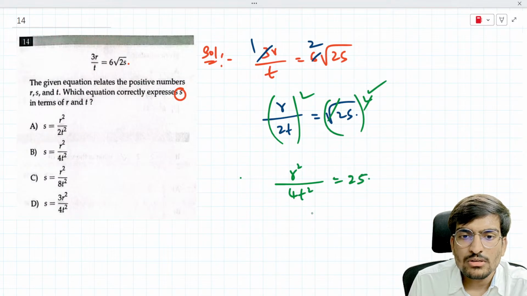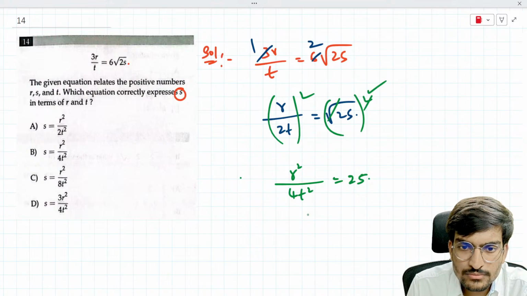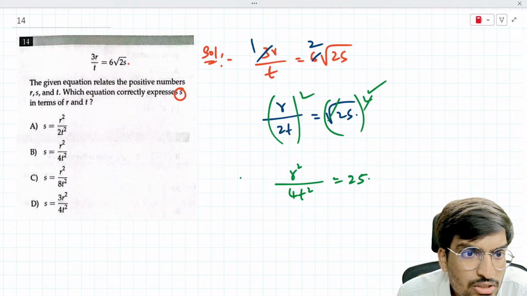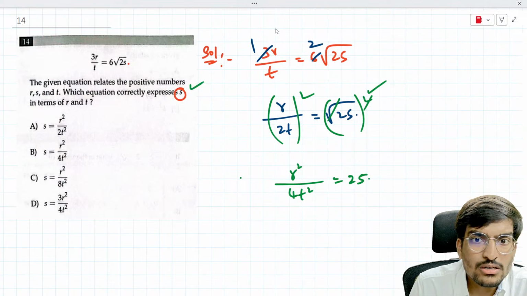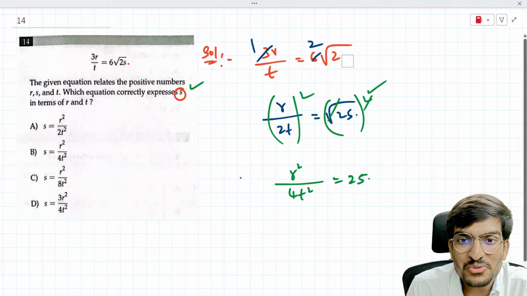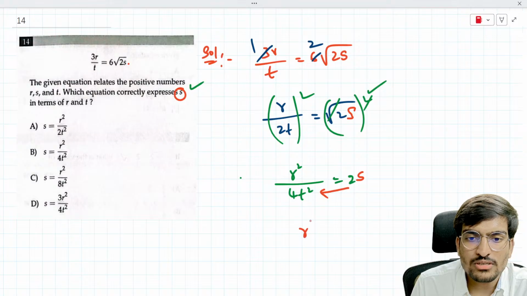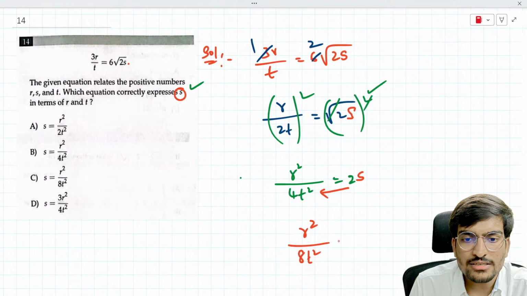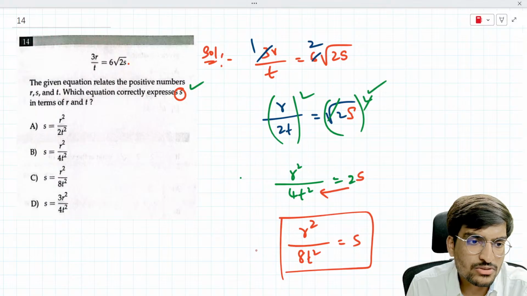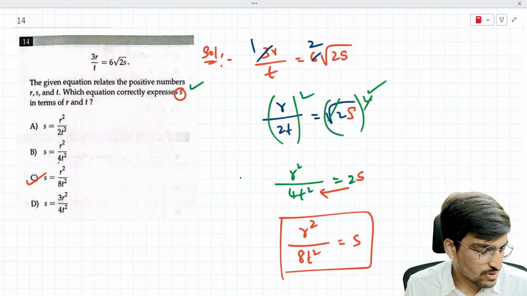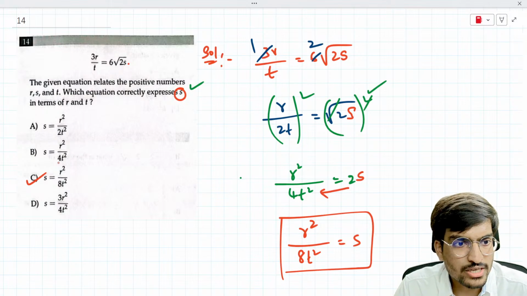Sorry, we need to get S in terms of R and T. It is not 25, I just saw 25 and moved ahead. This is actually 2S. So we need S, so just send the 2 over here. So it's going to be R square by 8T square that equals S. R square by 8T square, which is option C. If everything is fine, just leave a text. I'll move on to the next question.